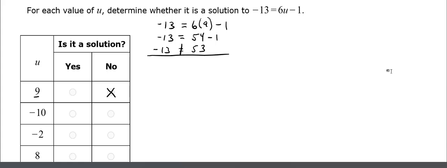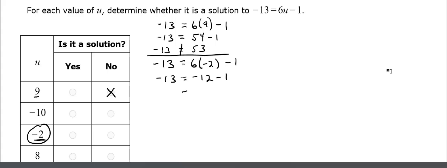Let's look at one more. I'll try negative 2 this time. So again, I come to my original equation, negative 13 equals 6u minus 1. And in place of u, I'm going to put negative 2 this time. So 6 times negative 2 is negative 12. And negative 12 minus 1 is negative 13. So since the left-hand side equals the right-hand side, negative 2 would be a solution.